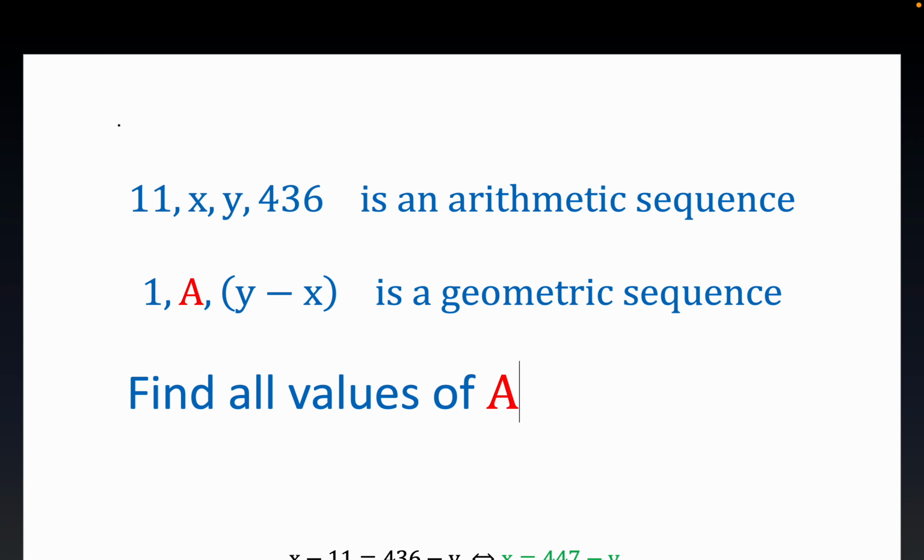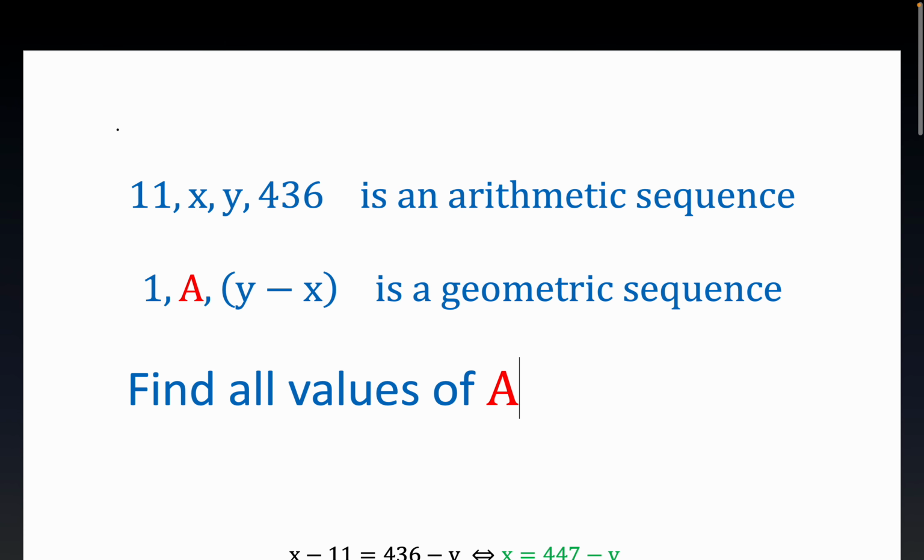Hey everybody, we have two expressions and three unknowns, but it turns out there's enough structure to actually find a solution. Since this is an arithmetic sequence, the common differences have to be equal. So x minus 11 has to equal y minus x, which has to equal 436 minus y.